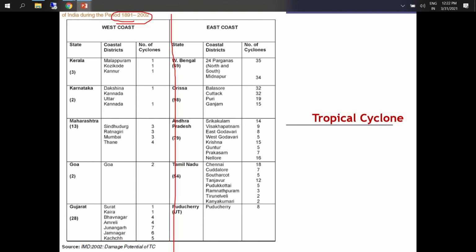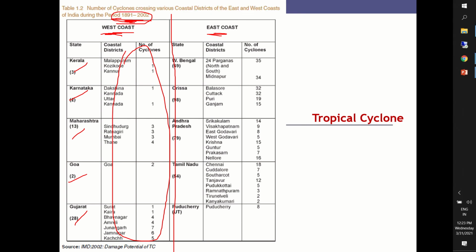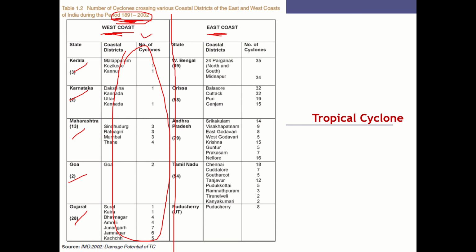Also, this is again statistics. If you divide the number of incidents that have taken place on the western coast, Kerala, Karnataka, Maharashtra, Goa, Gujarat, and on the eastern coast. This is the number of cyclones that have taken place on the western coast. Over a century's information is available here. These are major events. All the events are not documented, only major events are documented here.